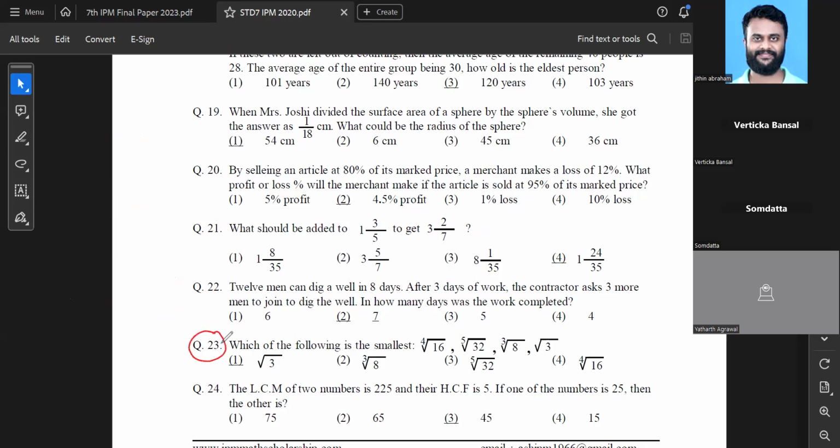Let's go for the 23rd problem. Which of the following is the smallest? So let's try to find the smallest. The fourth roots and all are going to be complicated, so I'll do one thing. The fourth root can be written as raised to 1 by 4. 16 can be written as 2 raised to 4, and on top of that I have raised to 1 by 4. Cancelling 4 and 4, I am left with 2.